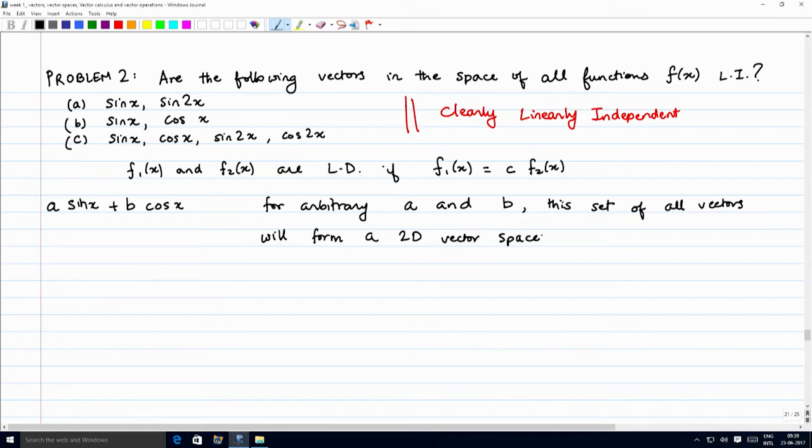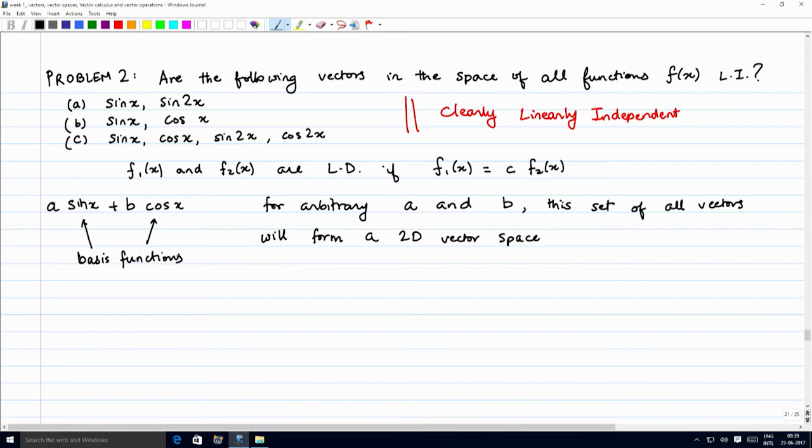Okay. So, I can just take a linear combination of sin x and cosine x, and if I take all possible linear combinations, then I will get a vector space, because sin x and cosine x are linearly independent, and this is a 2-dimensional vector space. And so this is the idea. In this 2-dimensional vector space, this is a space of all functions that can be written in this form. These sin x and cosine x are basis vectors or basis functions.